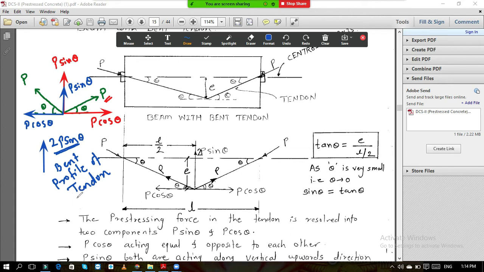Now we will see the numerical based on this concept, so that it will be more clear to you.